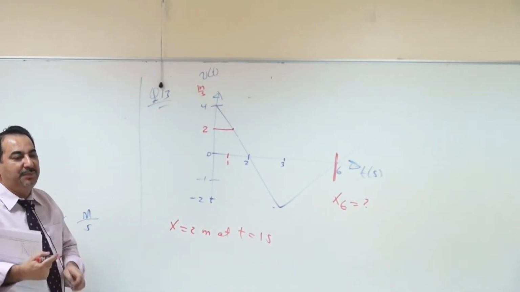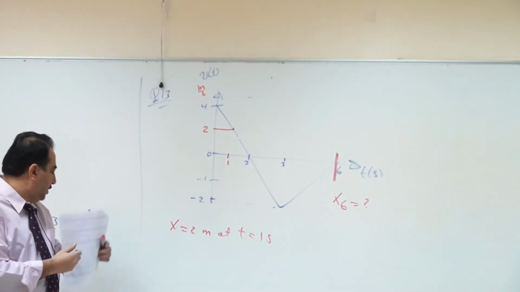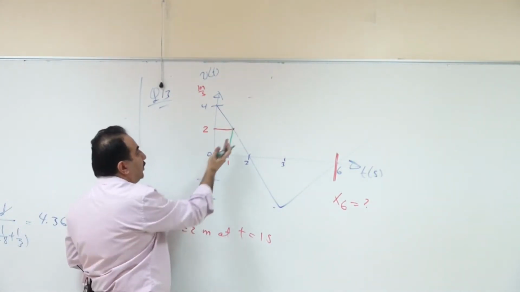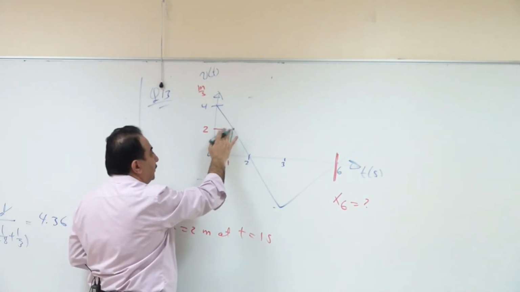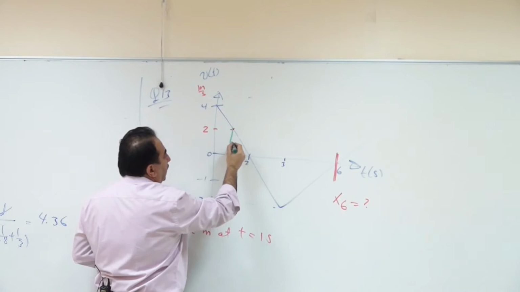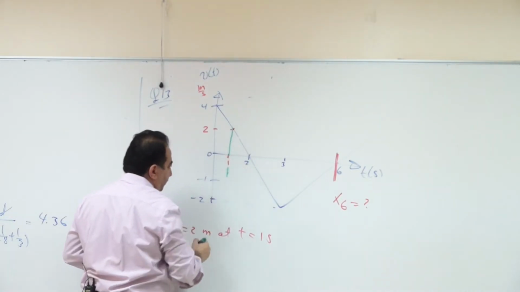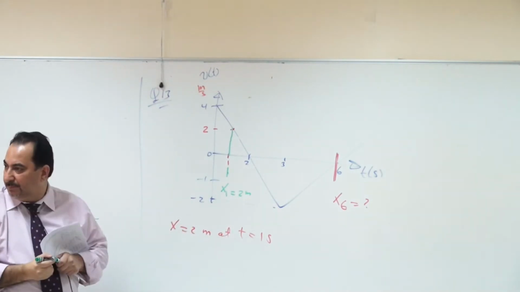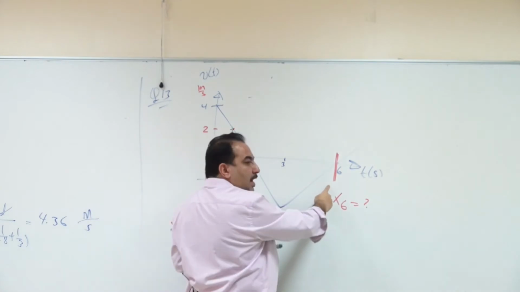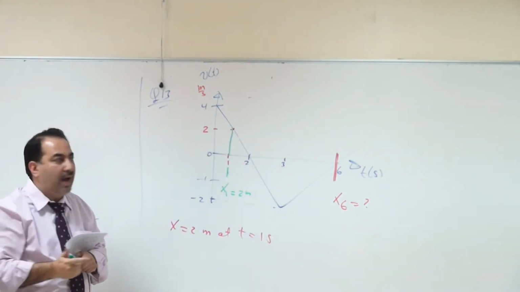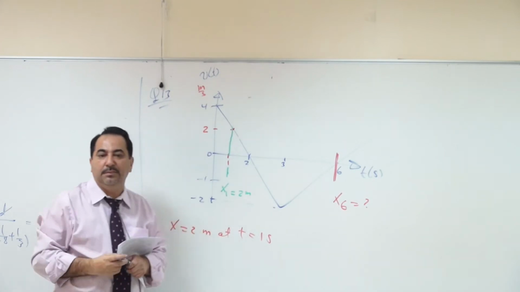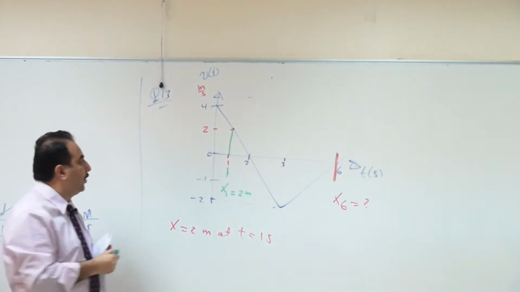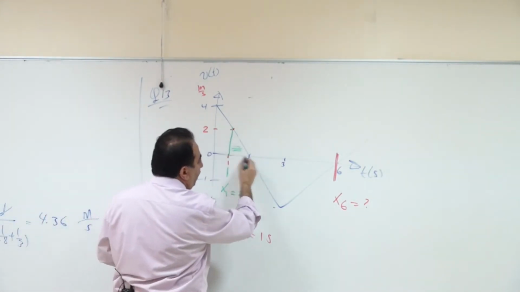So, where is my starting area then? I have to start at 1. Which means you ignore this area. At 1, what do you know? x1 is 2 meters. x6, unknown. And this is a velocity time graph. So how do I find the position? The area under the graph from here, from 1 to 6.